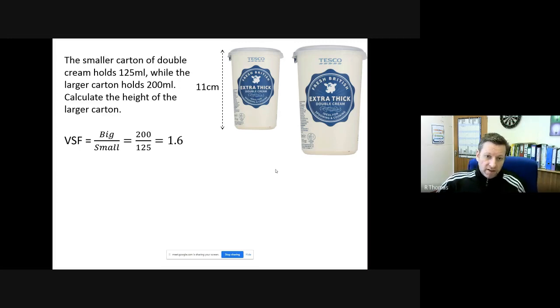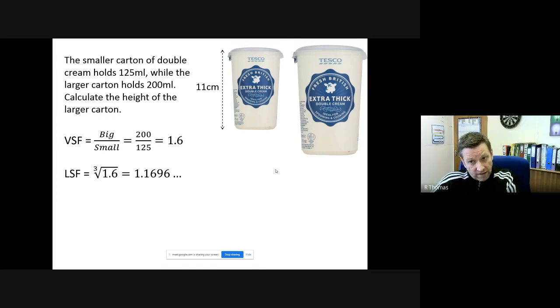So hopefully you got the volume scale factor was 1.6. That's the 200 divided by the 125. Now the common misconception is kids will cube that number because they've got it in their head that volume means cube it. But don't forget, we're going backwards, so I need to cube root it. And the cube root of 1.6 is 1.1696, and that's where I truncated it.